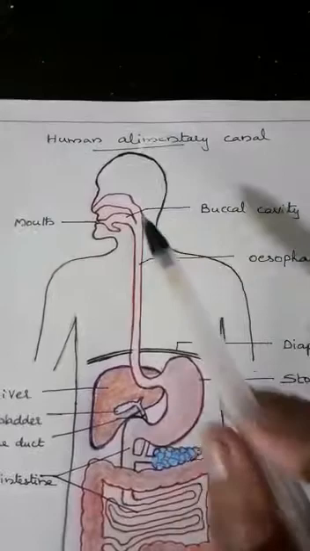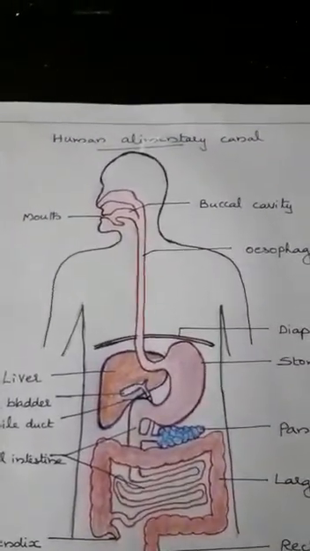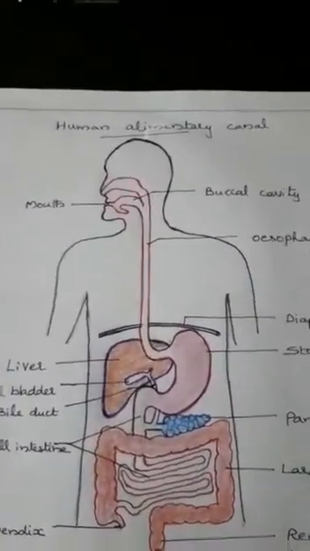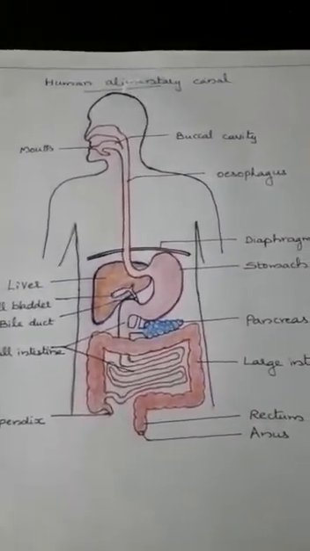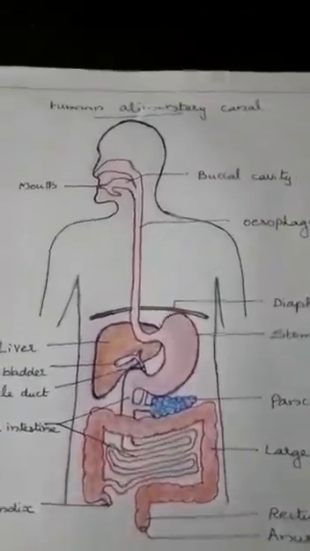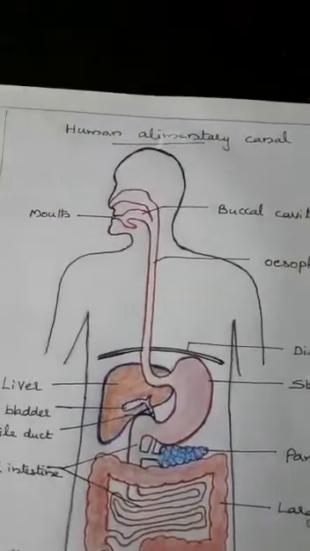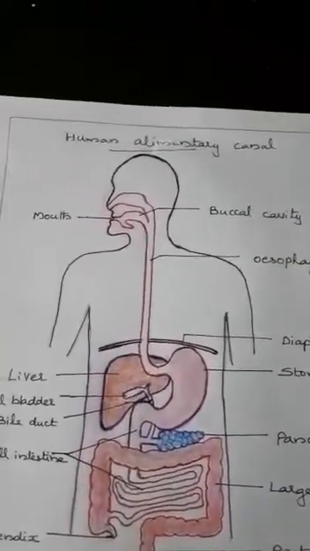The teeth help in cutting, chewing and grinding, which means the large molecules of the food are broken down into simple substances. The salivary glands in our mouth produce saliva. Our tongue helps in mixing the food with the saliva, that is, it wets the food.